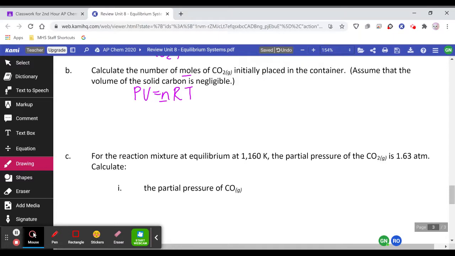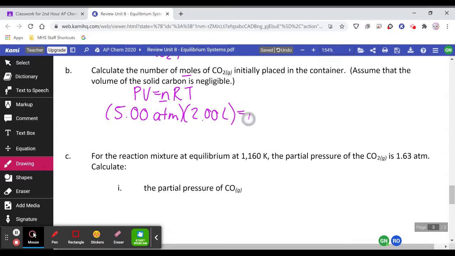And so they tell us that our pressure is 5 initially. I believe that was in the chart, right? Yeah, at 0 hours. So that's our initial pressure, so we have 5 atmospheres. The volume of that container, they told us, was 2.00 liters, so we can just plug that one in.